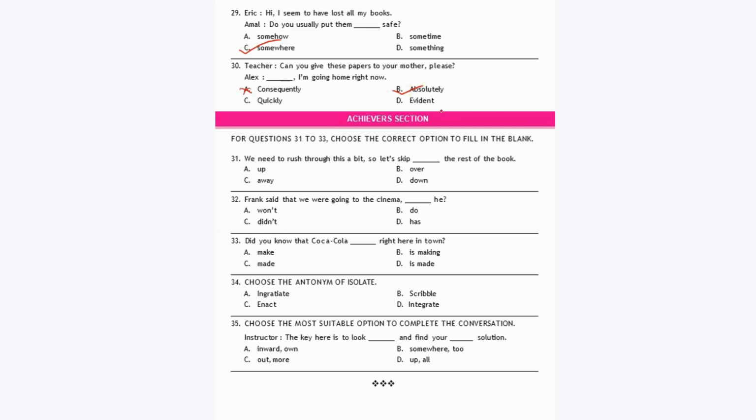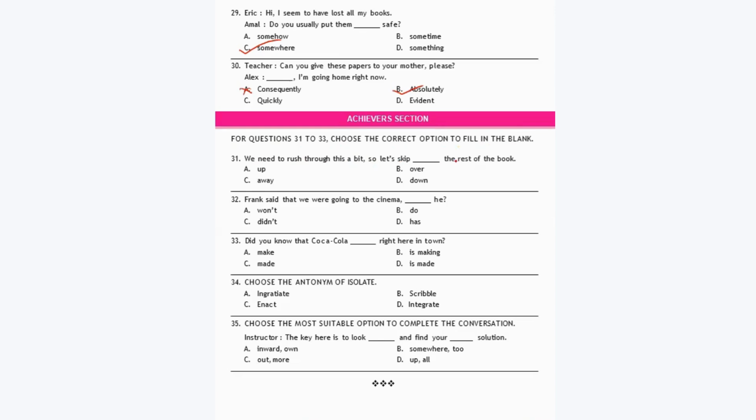Now, it's your fourth section, which is called Achievers section. So students, I repeat again, in this section, each question carries 2 marks. Okay, 2 marks. So you have to be very careful while attempting the questions of this section. For questions 31 to 33, choose the correct option to fill in the blank. We need to rush through this a bit.